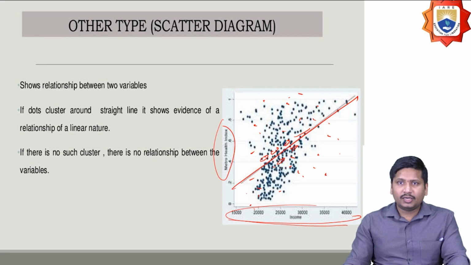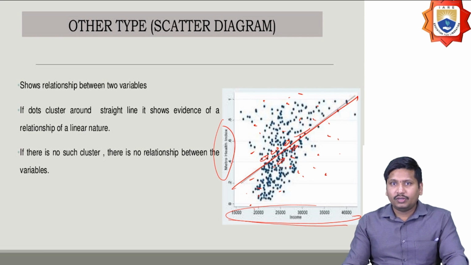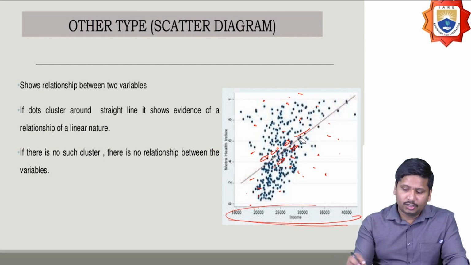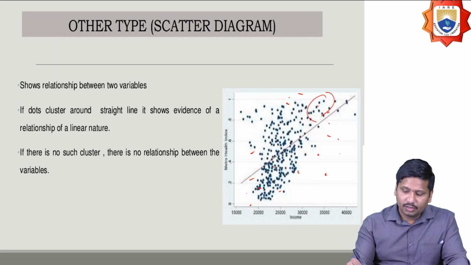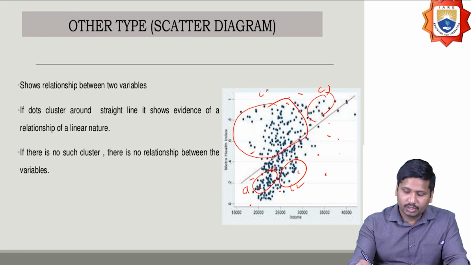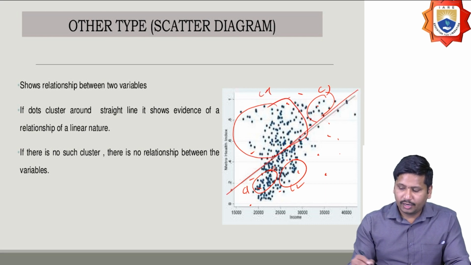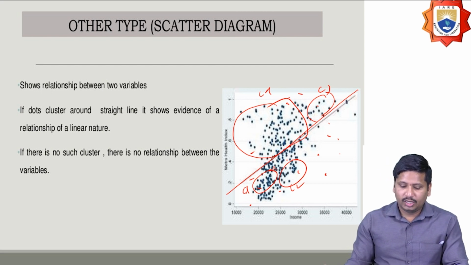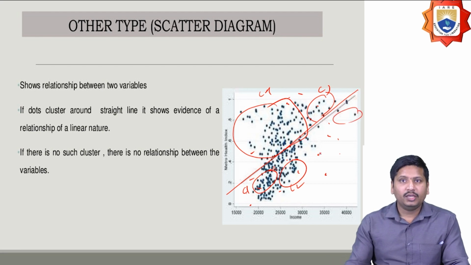The scatter plot is another type of graph we have for showing the relationship between two variables. If a group of dots has a similar nature, then it is considered as one cluster. Similarly, I can have another cluster. That will be C1, C2, C3, and the entire thing I can consider C4. The dots near the linear line should also be considered. The dots lying outside of the cluster have no such relationship.